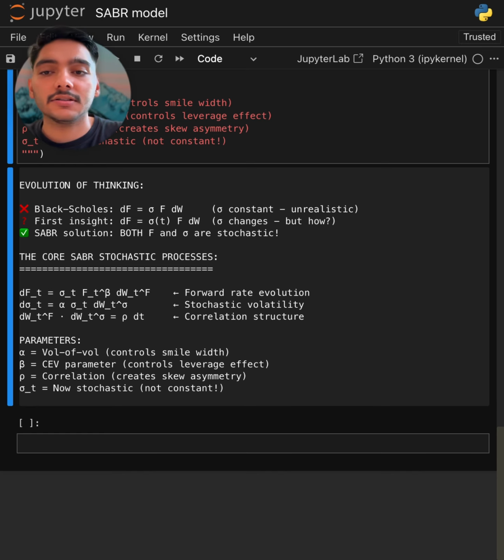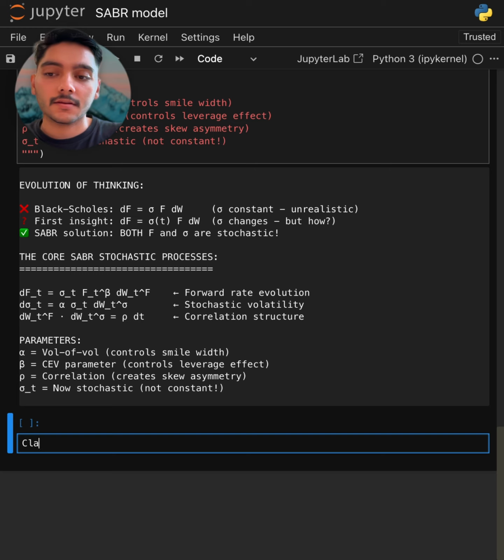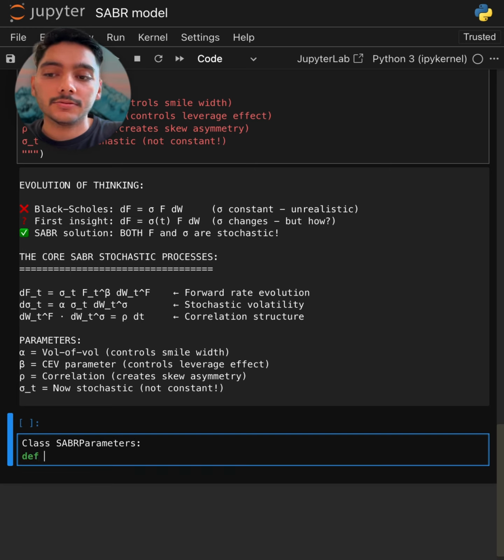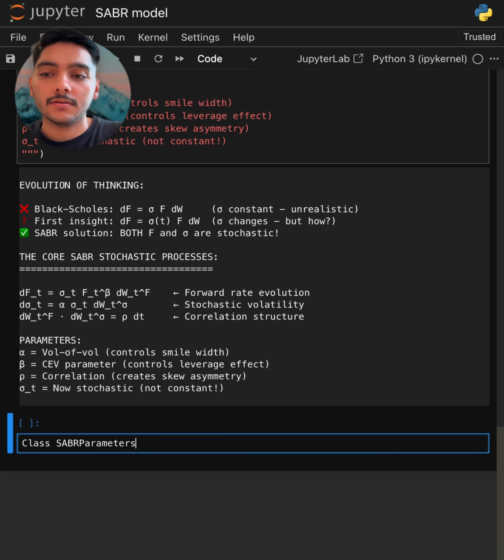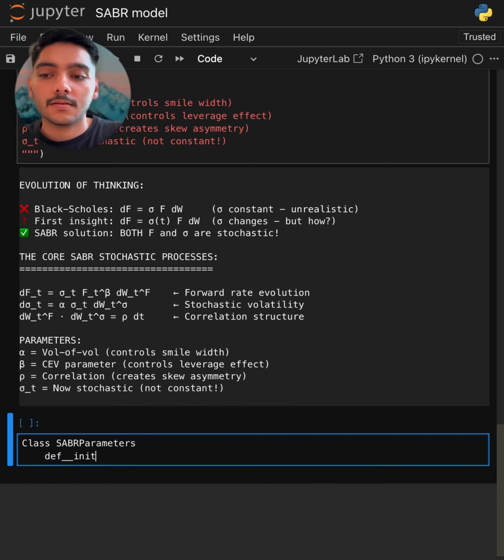So let me use a class, parameters. In the init: self alpha is equal to 0.2, beta is equal to 0.5, rho is equal to minus 0.3, sigma naught is equal to 0.25.